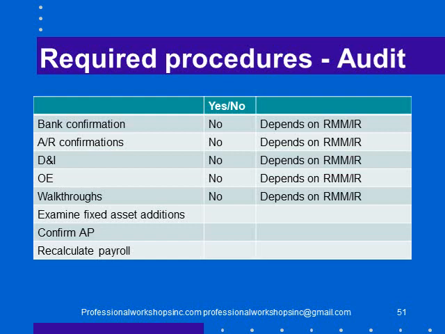Examine fixed asset additions. We kind of talked about this before. No, it depends on the risk of material misstatement. What do we think is the level of fixed asset additions? What is the risk that the client is capitalizing something they shouldn't? And it depends on our knowledge of the client, the nature of the client. It depends on our risk assessment procedures. We don't have to do it.